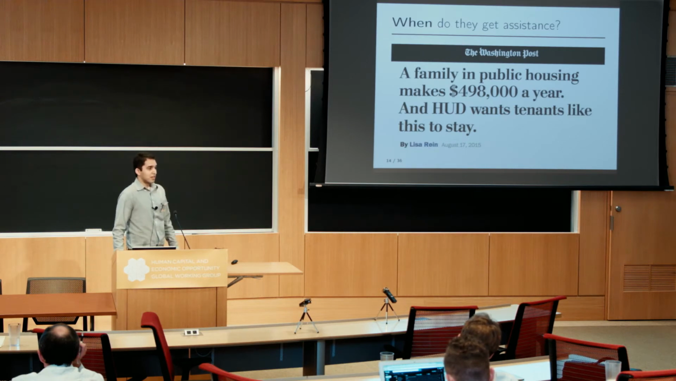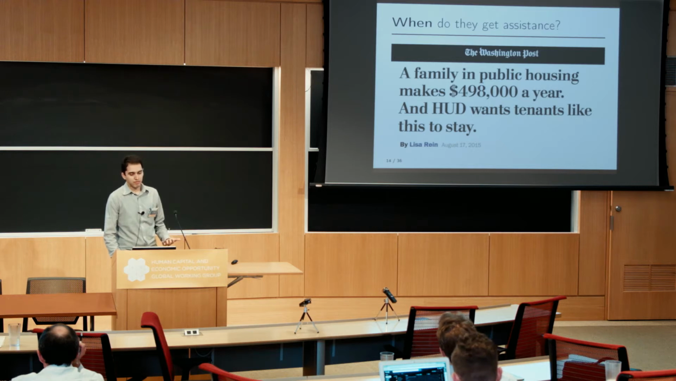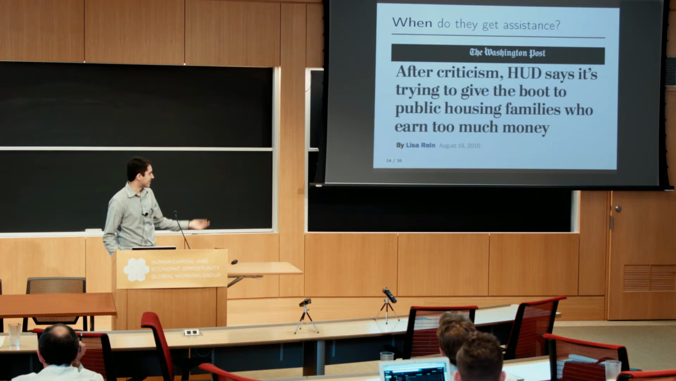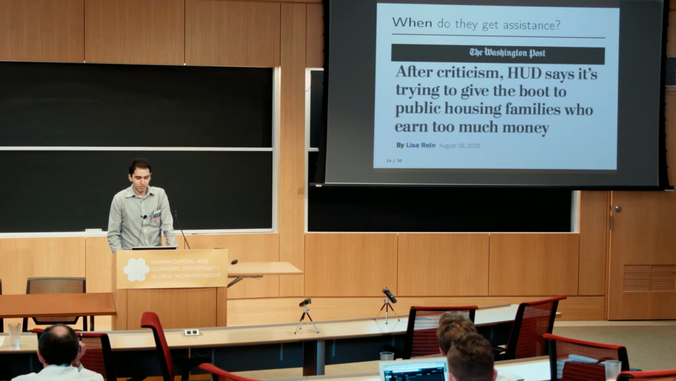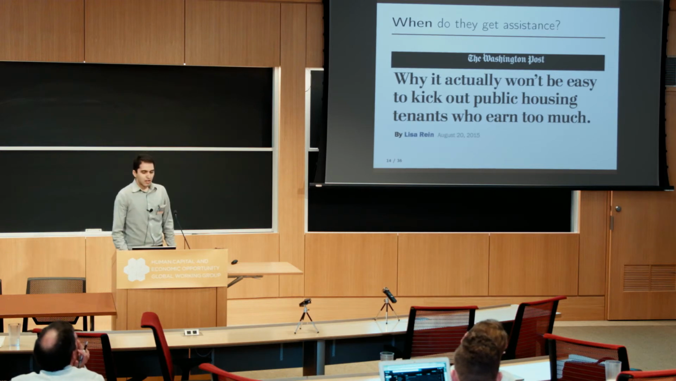Even people whose incomes exceed the eligibility guidelines, once they live in public housing, can stay there. And as a consequence of that, you're essentially waiting for someone to pass away before a unit becomes available. Here's an article that was released the very next day after that statistic, where it says that HUD's trying to get rid of households who earn too much money. And then, sorry, the very next day, it's not actually that easy.